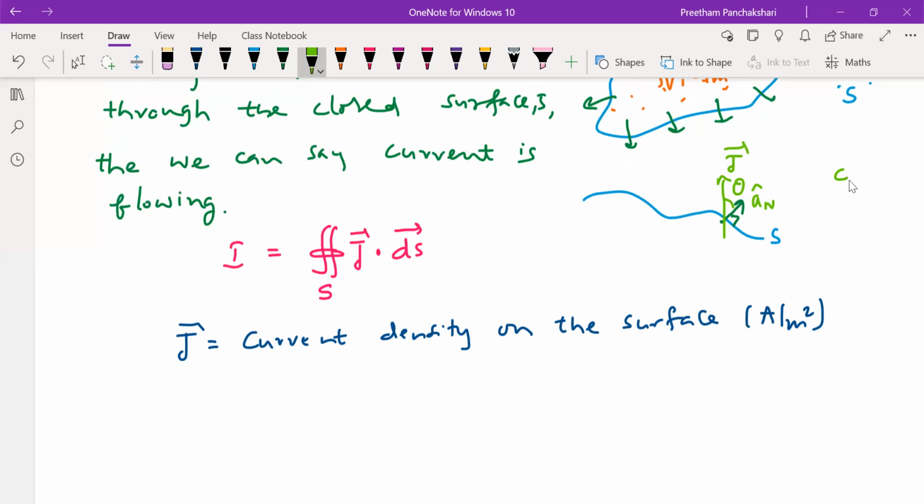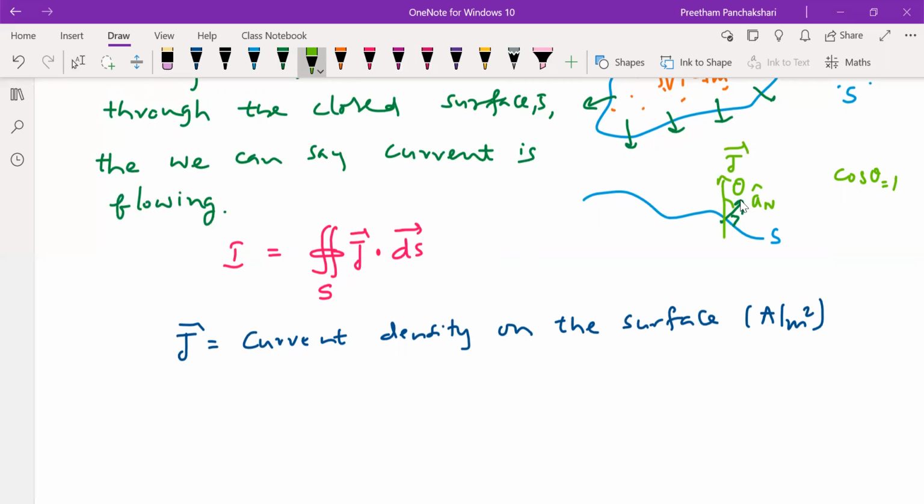The dot will include cos theta. So when theta is 0, both the directions become the same, and cos 0 is 1. That gives us maximum current flow. That means the amount of current flow through the closed surface depends not only upon the surface area and the current density on that surface, but also the direction in which the current is flowing.